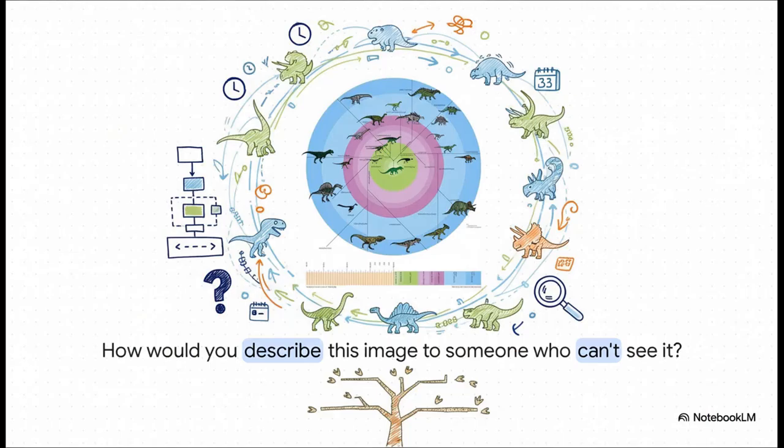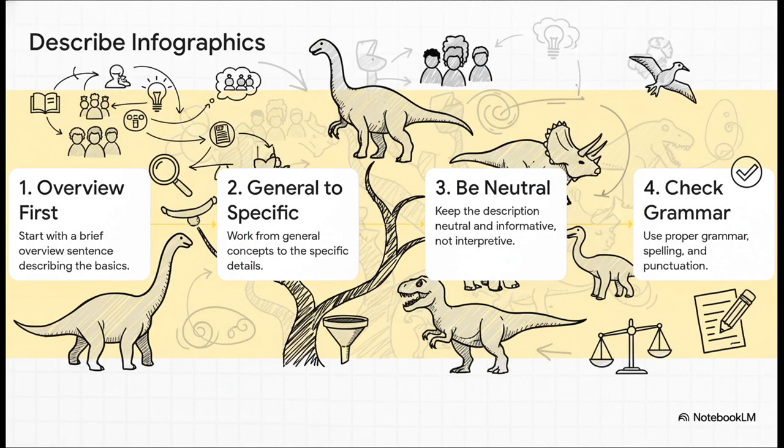Okay, take a look at this. It's a pretty complex infographic showing the evolution of dinosaurs, right? It's got a timeline, a big branching family tree, lots of little illustrations. I mean, where would you even begin to describe this thing so that it actually makes sense? Well, don't panic. There's strategy.